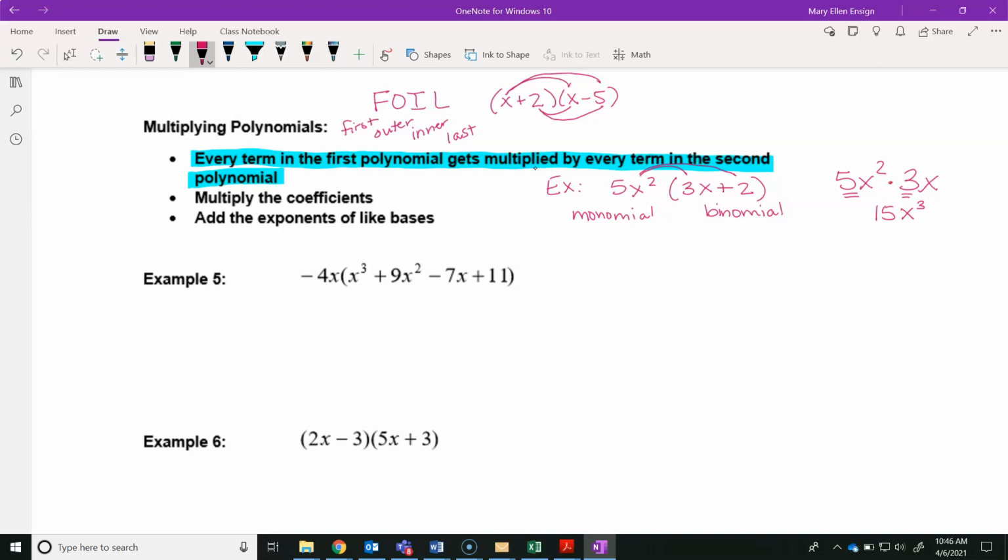And this little FOIL idea of first, outer, inner, last works when you have a binomial times a binomial. Okay, if you have a binomial times a trinomial or a monomial times a binomial, it doesn't quite work because, like here, there isn't an outer pair, right? So what I have in blue is just a more general idea of that same situation, saying that every term in the first polynomial gets multiplied by every term in the second polynomial. So here in my FOIL example, x got multiplied by x and -5. 2 got multiplied by x and -5.